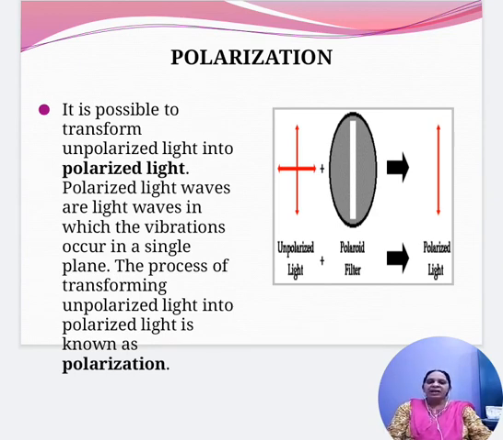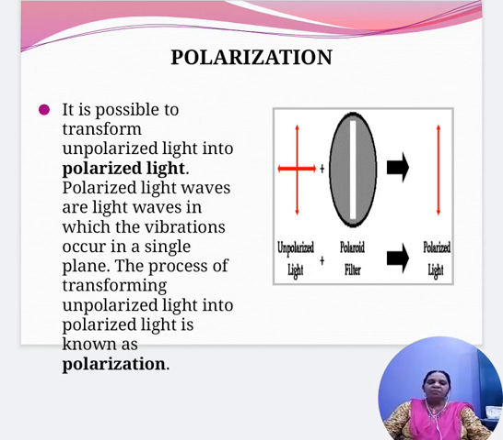Polarized light waves are light waves in which the vibrations occur in a single plane. Till now we have seen multi-direction, multi-planes. Now these vibrations occur only in a single plane. The process of transforming unpolarized light into polarized light is called polarization. So the concept of polarization, have you understood? Polarization is the process of transforming unpolarized light into polarized light.